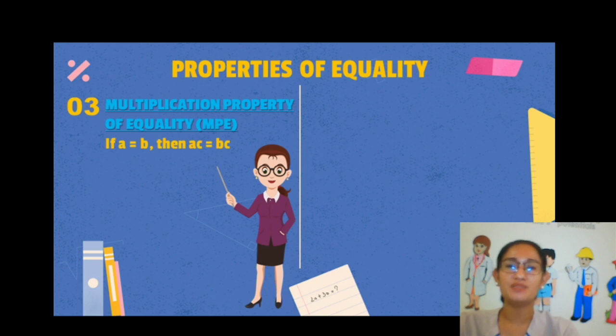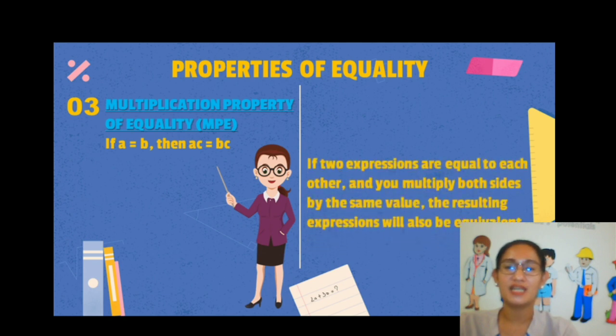The third property is the multiplication property of equality. If A is equal to B, then AC equals BC. If two expressions are equal to each other and you multiply both sides by the same value, the resulting expressions will also be equivalent. For example, if we have 3 on the left and right side, then we multiply both by the same value, for example 2, we will get the same result, which is 6.